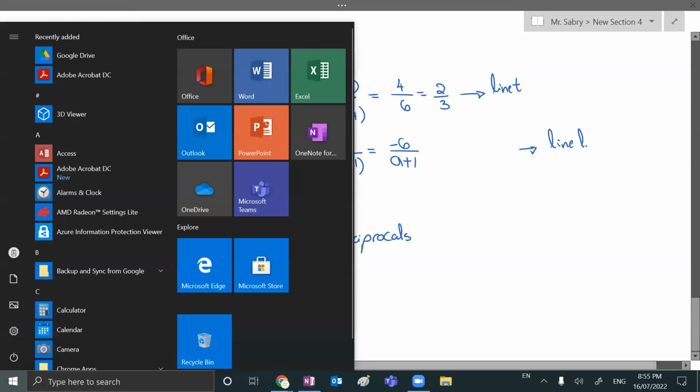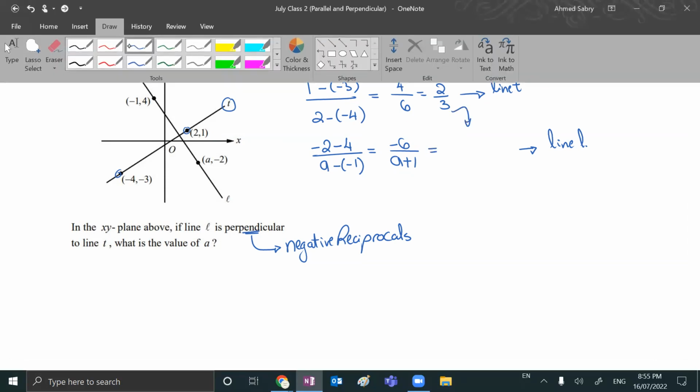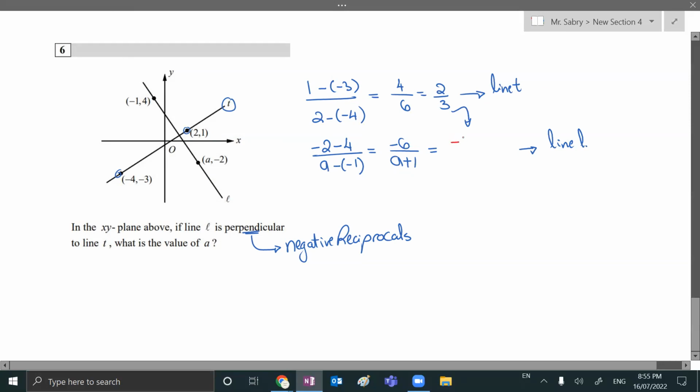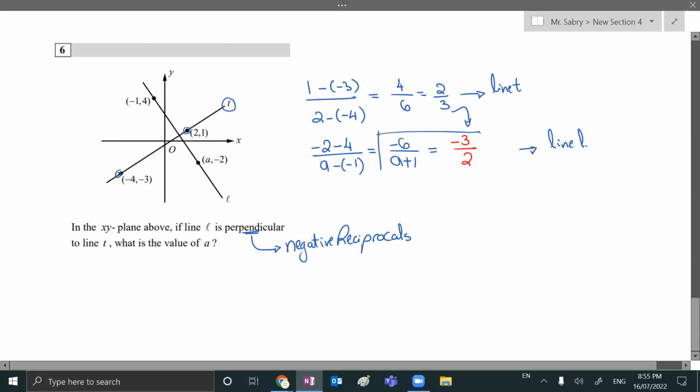Now, what do we know about line L and T is that, as we said earlier, they're perpendicular to each other. So line L is supposed to actually have a slope that's the negative reciprocal of T, which means it should have a slope of -3 over 2. We flipped and then we changed the sign. Now we still have the same as the previous question, two fractions equal to each other, which means we will cross multiply. So I'll have -12 equals to -3, and then I'll open a bracket and I'll leave the a plus 1. I'll then distribute the -3.